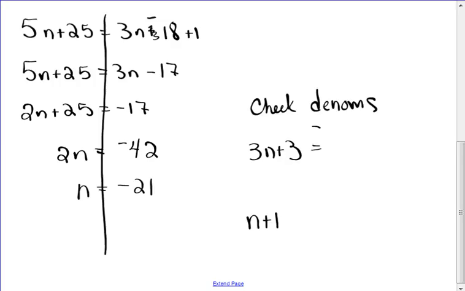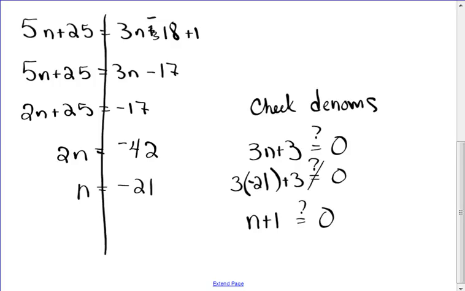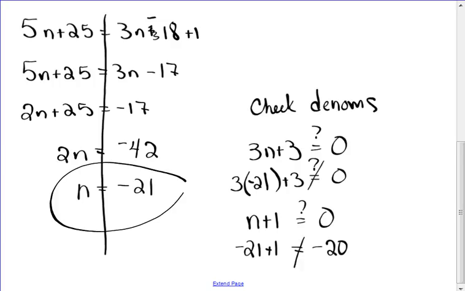I don't know if they equal 0. So I'm going to stick negative 21 in here. 3 times negative 21 plus 3. Does it equal 0? No, it doesn't. And negative 21 plus 1 is negative 20. That doesn't equal 0. So this is a good value to have for n. That's the end of the lesson. We will talk more about what we call excluded values, or those numbers that you can't have in the denominator.